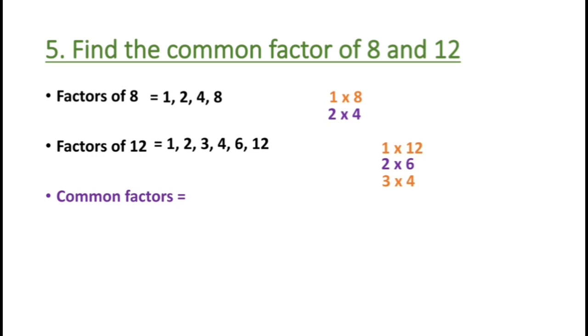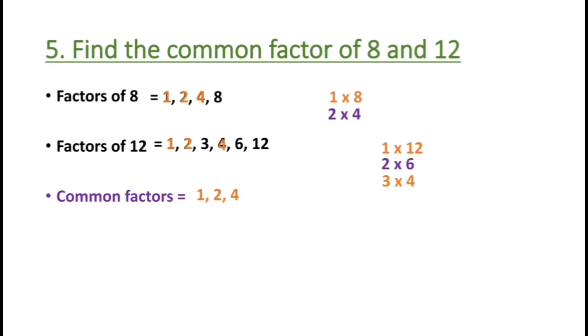Now which number is common? 1 is common, 2 is common, and 4. We don't have 8. So what are the common factors? The common factors are 1, 2 and 4. These are the common factors. What is the meaning of factor? The factor divides the given number without leaving a remainder.